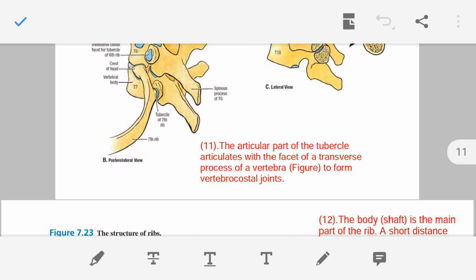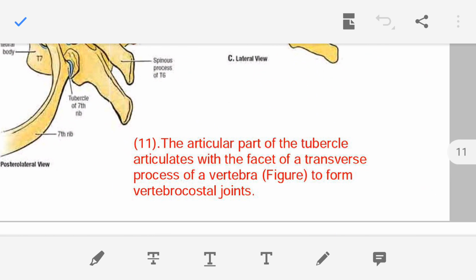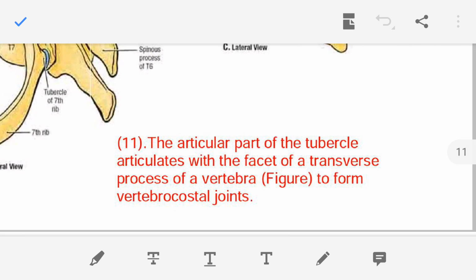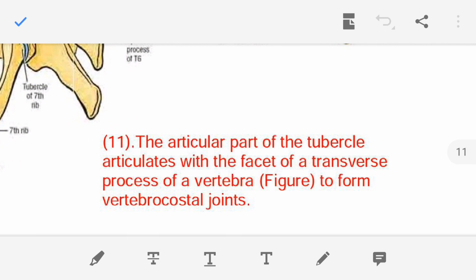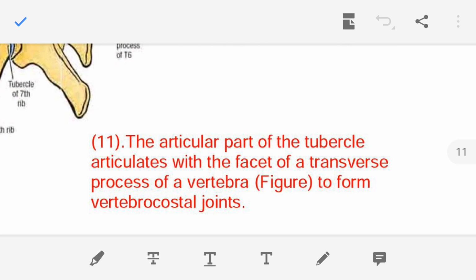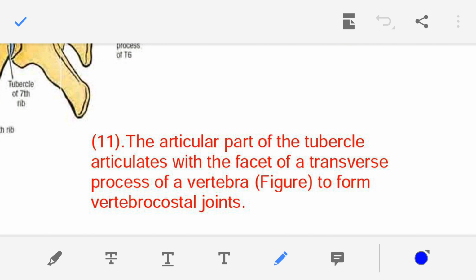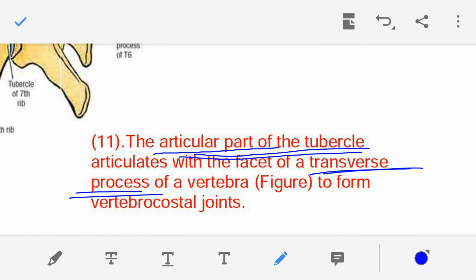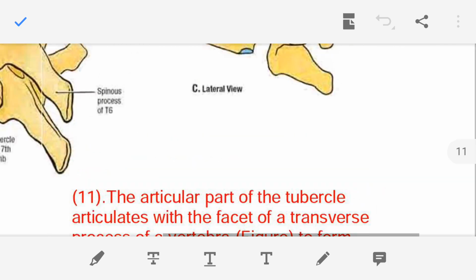Now we have discussed the non-articular part of the tubercle. It joins with the transverse process with the help of a ligament. Now we are discussing the articular part of the tubercle and how it joins with the transverse process, that I am going to explain to you.